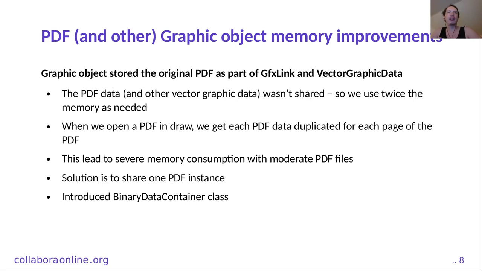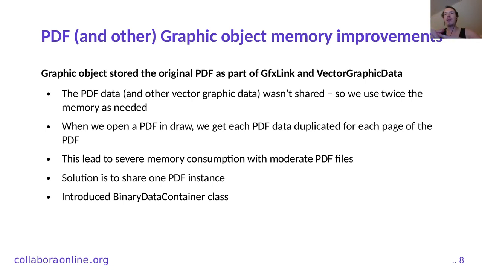Another problem is that the export itself must be modified, because there is more duplication. For example, each page has at least one graphic object. So if we have 15 pages, we have 15 graphic objects. And there was no implementation that would prevent duplication of this PDF data. So we always duplicated it; each graphic object had its own original PDF inside.